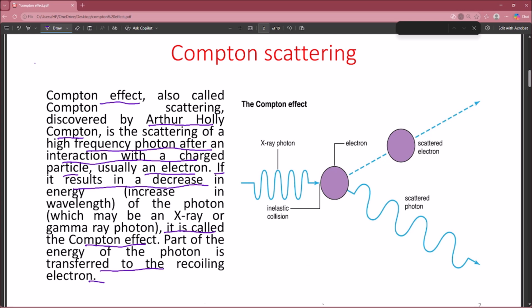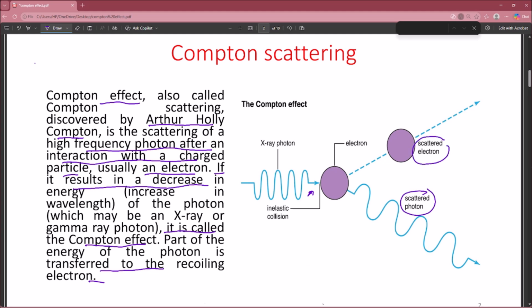So this is the Compton effect, and this is the setup. These are the X-ray photons, and we have the inelastic collision with the electron. After the scattering, the scattered electron moves in the y direction making an angle theta. We will see that later. And this is the scattered photon, and this is the scattered electron.